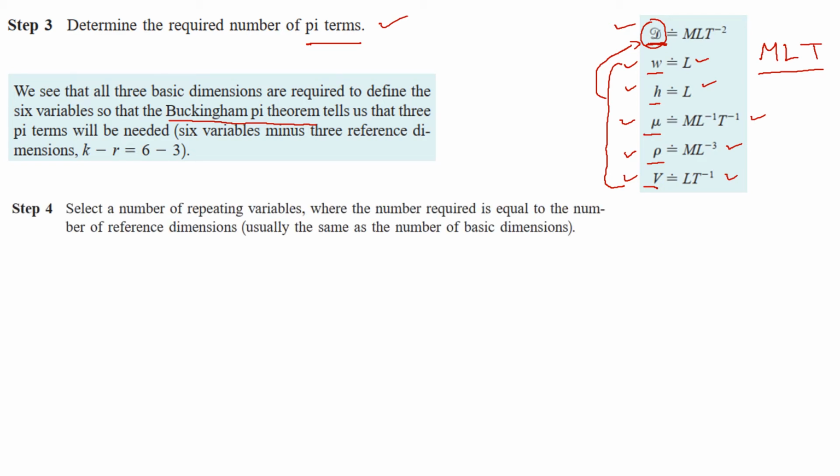So in step 4 we are going to select our repeating variables. And as you remember, repeating variables are those variables that are going to be repeated in these three pi terms.